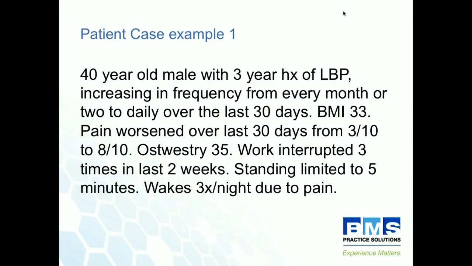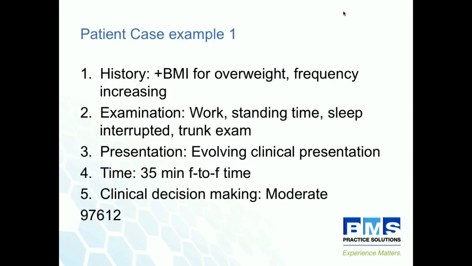So the BMI measurement is 33, which would be high compared to the normal range. Pain worsened over the last 30 days from 3/10 to 8/10. Their Oswestry is 35. Their work has been interrupted 3 times in the last 2 weeks, and standing is limited to 5 minutes before they have an onset of pain. They're waking up 3 times per night due to pain. So how does this break down into our 4-column structure?